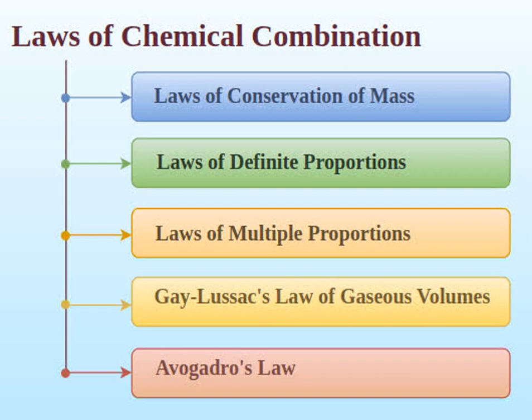4 quantum numbers. The first is the principal quantum number, represented by n. The second is the angular momentum, or simply called the azimuthal or subsidiary quantum number, represented by L. The third is the magnetic quantum number, represented by ML. And then finally, the spin quantum number, represented by MS.